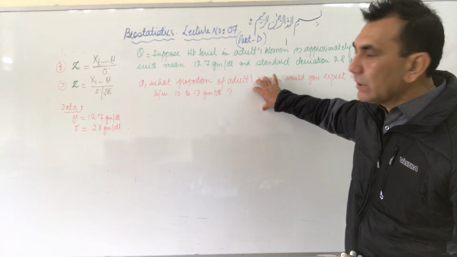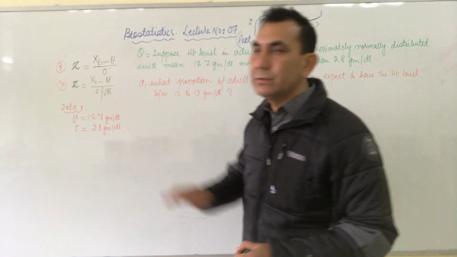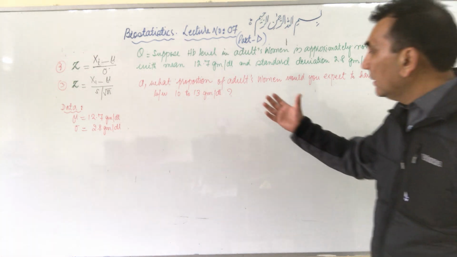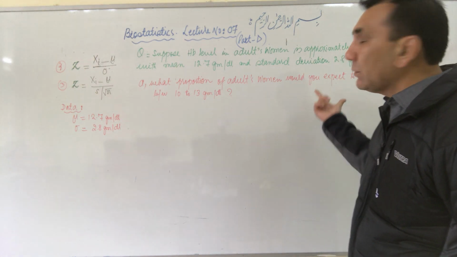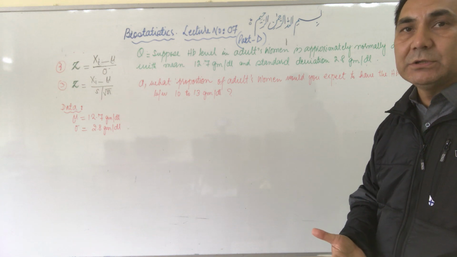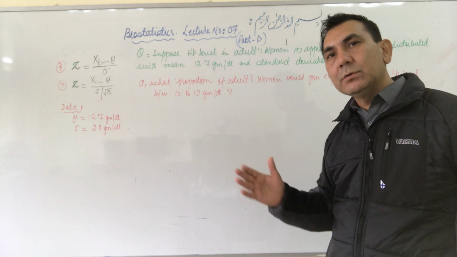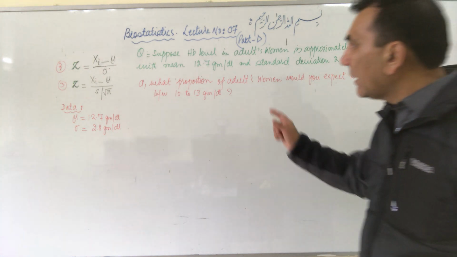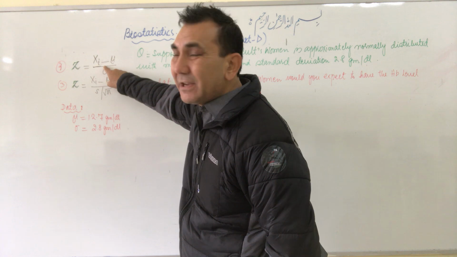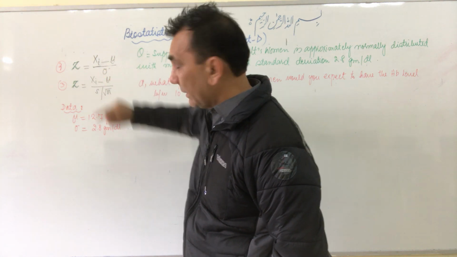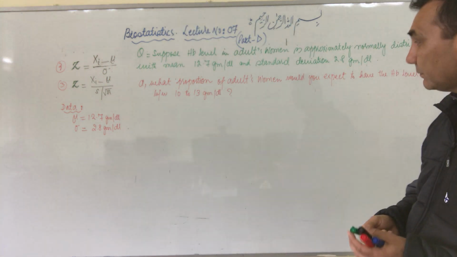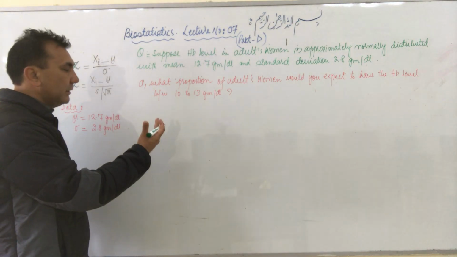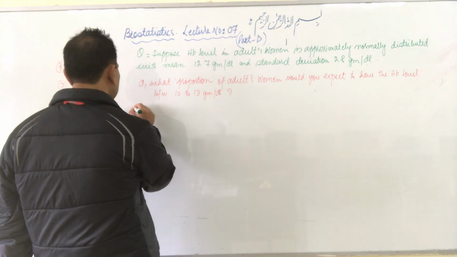Now, to solve this numerical, which formula will we use? The question is asking what proportion of adult women would we expect to have a hemoglobin level between 10 and 13. No sample size is given here, so definitely we will use the first formula, the one we used in the previous lecture. Now we will solve it using three steps.